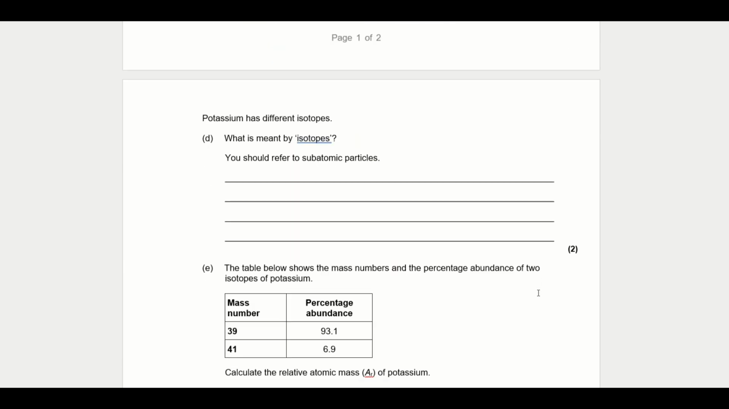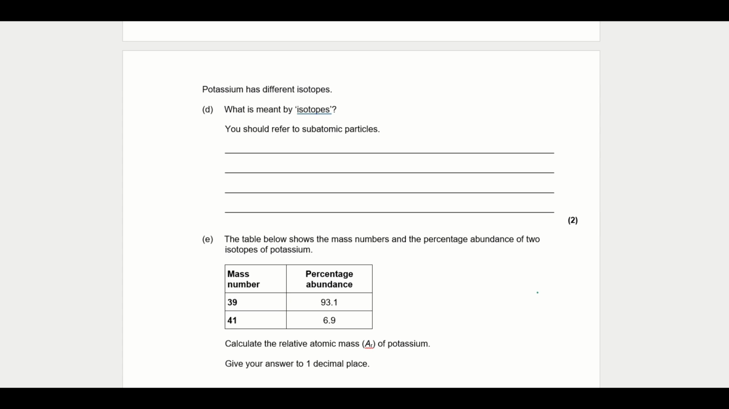Now, potassium has different isotopes. What is meant by isotopes? You should refer to subatomic particles. So remember, that is protons, neutrons and electrons. You need to talk about them. So first of all, an isotope is the same number of protons but a different number of neutrons, and as a result of that it will have a different mass.